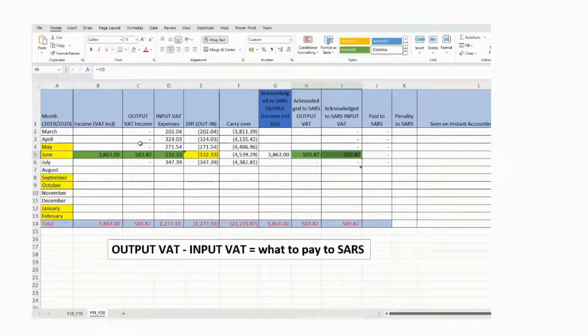While in the previous months I had submitted that there was 0 VAT input and VAT output. And then with the carryover, I wait for a bit of a bigger amount of VAT output that I can claim my outstanding inputs against.